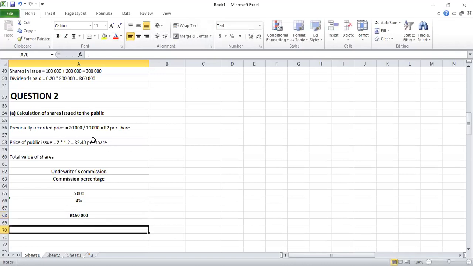So we know that each share was 2.40. So to get the number of shares, it would be equal to 150,000 divided by 2.40. So these are the total shares that were being issued. What do we get?